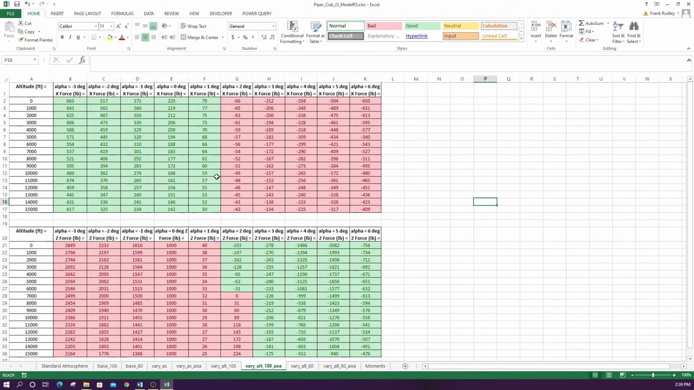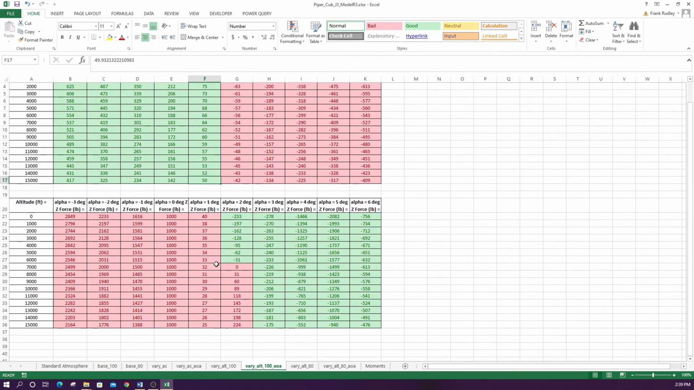So from that, I made some more tables. Again, it's showing that at say 1 degree angle of attack, where it's green means that it's positive. It means I can generate some forward force, but red is negative. It means I don't have enough power. But as you can see, as I go up in altitude, the force goes down, and likewise for the lift. As I go up in altitude, that goes down also.